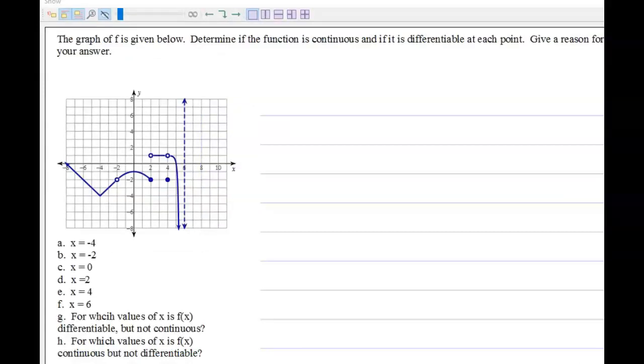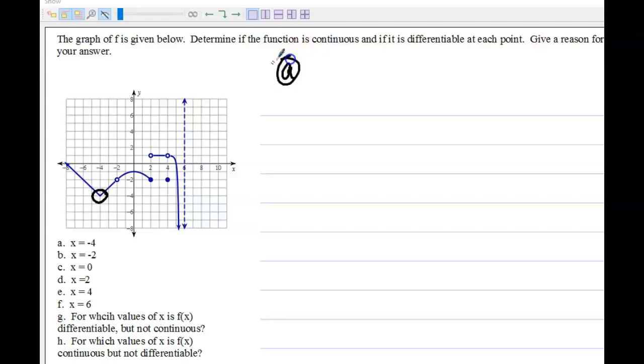All right, so we're going to start off with x equals -4. That would be right here. Now we already know the answer just by looking. We should understand that it's continuous but not differentiable. It's continuous because there's no holes, gaps, or jumps. It's not differentiable because there's a cusp. But we have to know how to write that, okay?